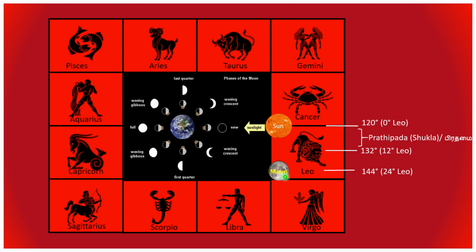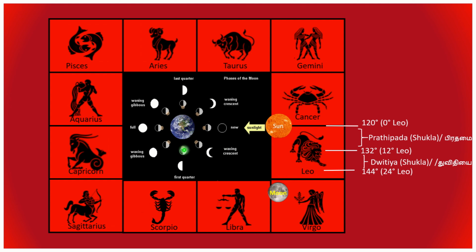And again the moon is growing at 144 degrees, which again is a 12 degree difference. You have Duvadiyai, which is the Shukla Duvadiyai, or in Tamil it's known as Duvidiyai. So it's a growing or a waxing crescent.